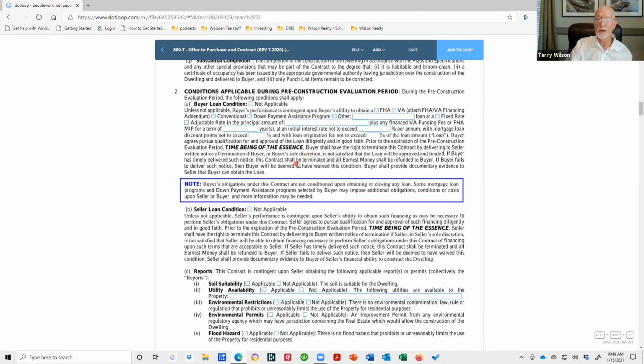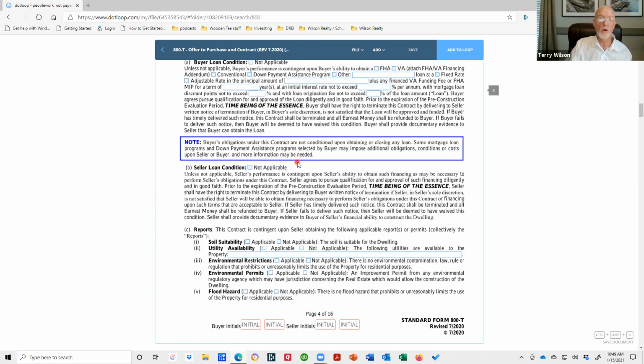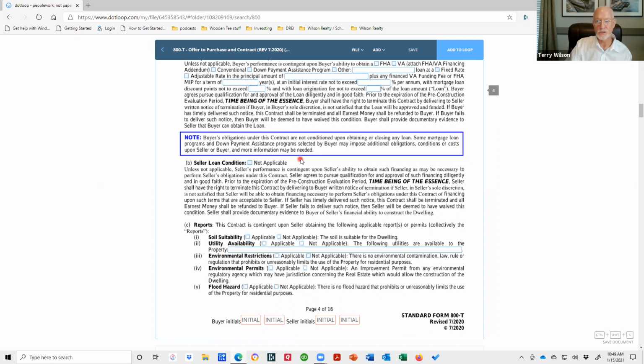So it's important to remember that. And that's true, by the way, of all of our contracts. We no longer have any loan contingencies. No loan contingencies. You either do it or you don't. And you better tell the seller if you can't. And you better tell them before the end of your pre-construction evaluation or the due diligence period.